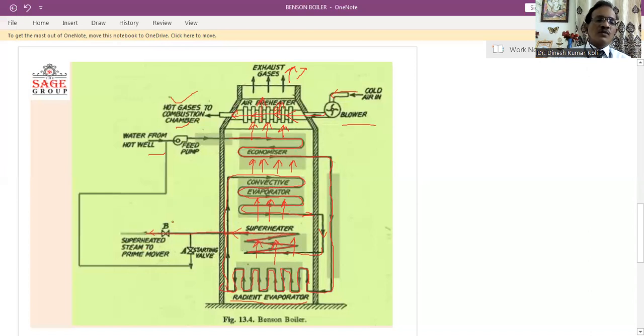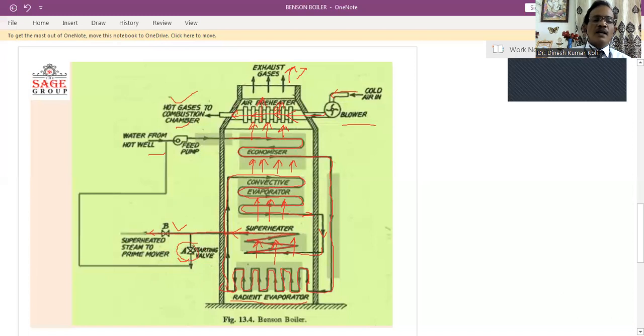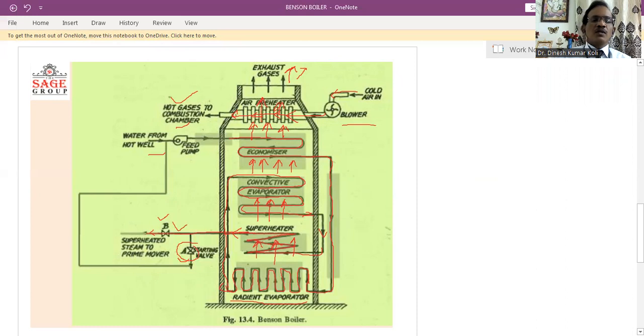Now there are two valves, valve B as well as valve A. Valve A is first opened during the starting period, and it is called the starting valve. Then after that, when the steam is produced, we open valve B, and through valve B we pass the steam to the application where it is required. So this is the functioning or working of the high pressure Benson boiler.